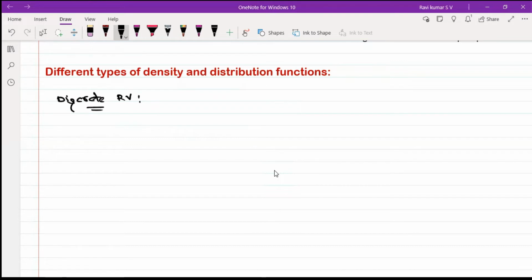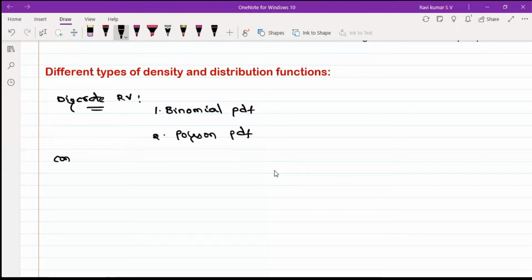and if the random variable is a discrete random variable, we have two types of density and distribution functions. The first one is the binomial probability density function or probability distribution function, and the second one is the Poisson probability density function and probability distribution function. So these are the two density functions we have for discrete random variables.